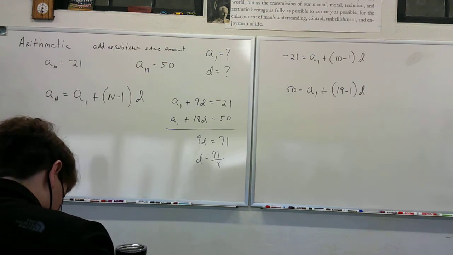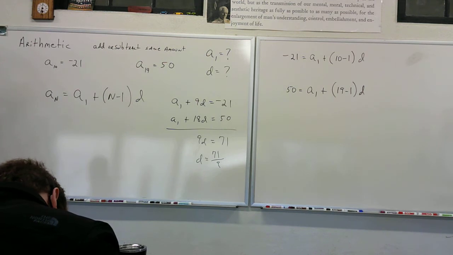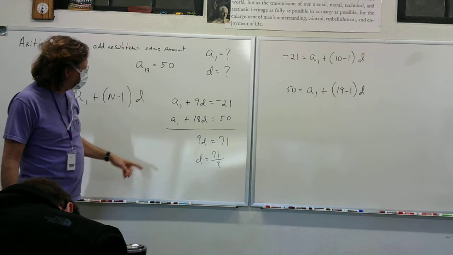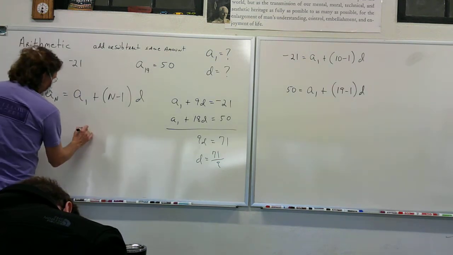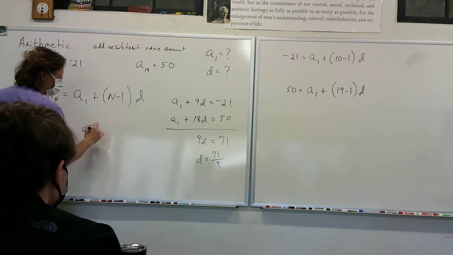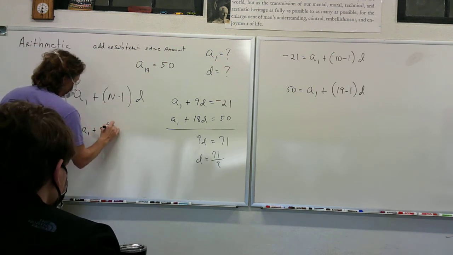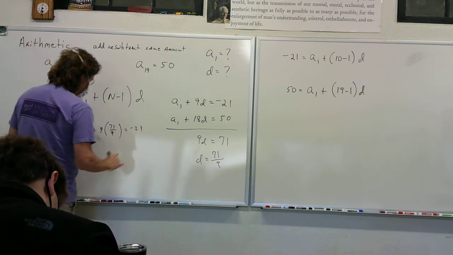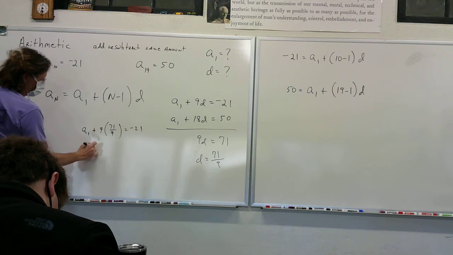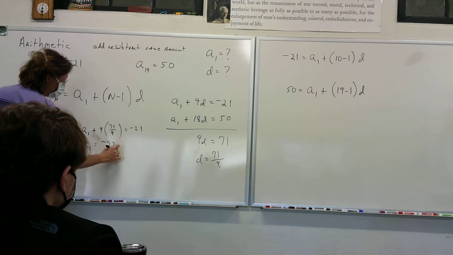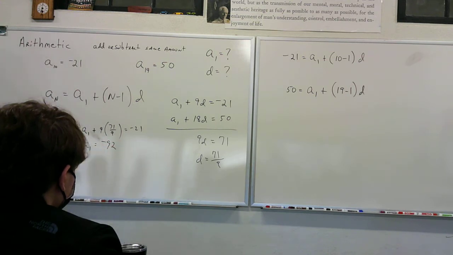And then once I had that d, could I find a sub 1 pretty easily? Yeah, I had to put it back in here. I'm going to put it in this one. A sub 1 plus 9 times 71 over 9 equals negative 21. A sub 1 is equal to negative 92. And there you go. So then you can write a formula to do everything else you would want to do.